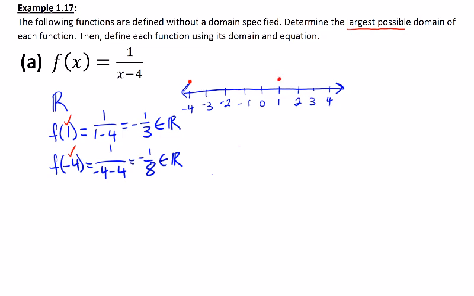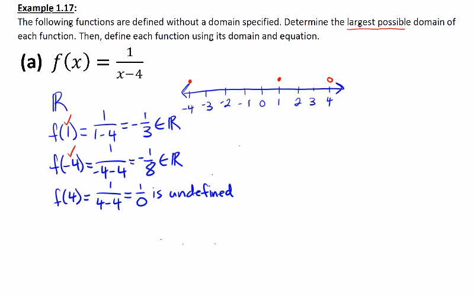Now let me give you another value. I want you to try 4. And with 4, we're going to have 1 divided by 4 minus 4. And that's going to present a problem, because I'm going to then have 1 divided by 0. And 1 divided by 0 is an undefined operation. Division does not allow a denominator of 0 to occur. So that's not a real number, which means 4 is not going to be a part of my domain.